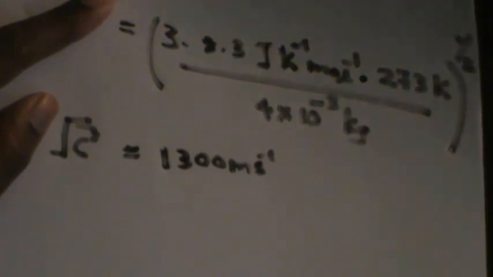Let's calculate using my calculator: 3 into 8.3 into 273, the whole thing divided by 0.004, and the root of that. That is approximately equal to 1300 meters per second. So the root of c squared bar is 1300 meters per second, and that is the answer expected in this problem.